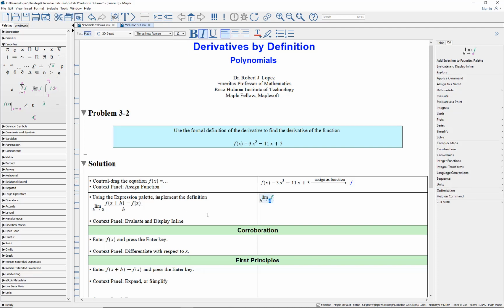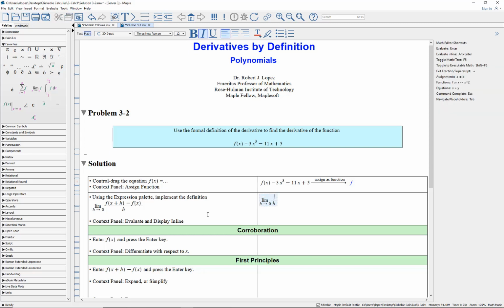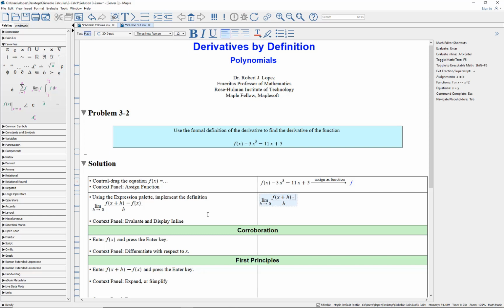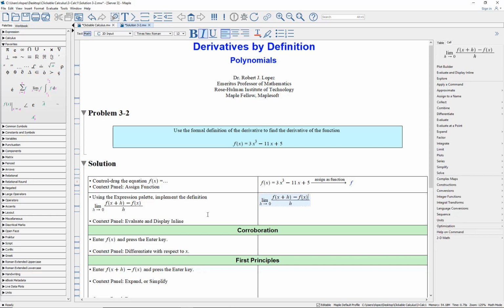Use the tab key to move through the fields. h is going to 0, and then we want to put in the difference quotient. If we type the letter h and hit the slash key twice, h will go to the denominator, and then we type f of x plus h minus f of x. There's the difference quotient, with the limit operator acting on it. What is it worth? Well, up here in the context panel, evaluate and display in line means evaluate that limit and put the answer in line with the limit operator.